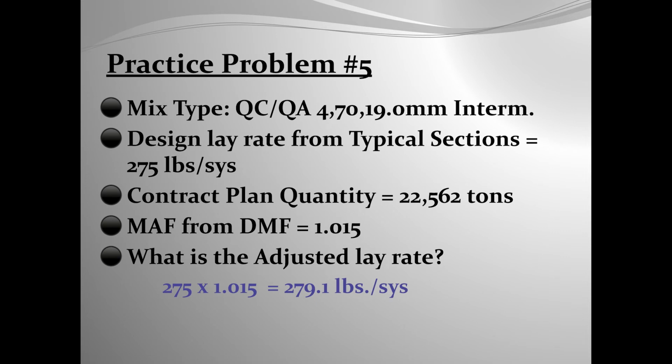So another practice problem. For this one, we're going to determine the adjusted lay rate from the MAF. That's the first step for this. So, you have a category 4 intermediate mix. The design lay rate's given to you of 275 pounds per square yard. You have a given planned quantity, and your MAF is 1.015, so likely a mix with some steel slag in it. To determine your adjusted lay rate, you are going to take your design lay rate, multiply that by your MAF, and you get 279.1 pounds per square yard.